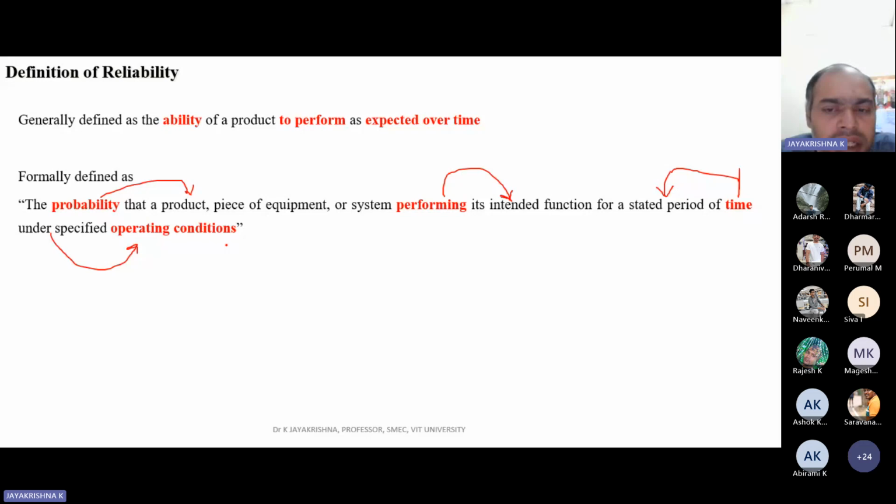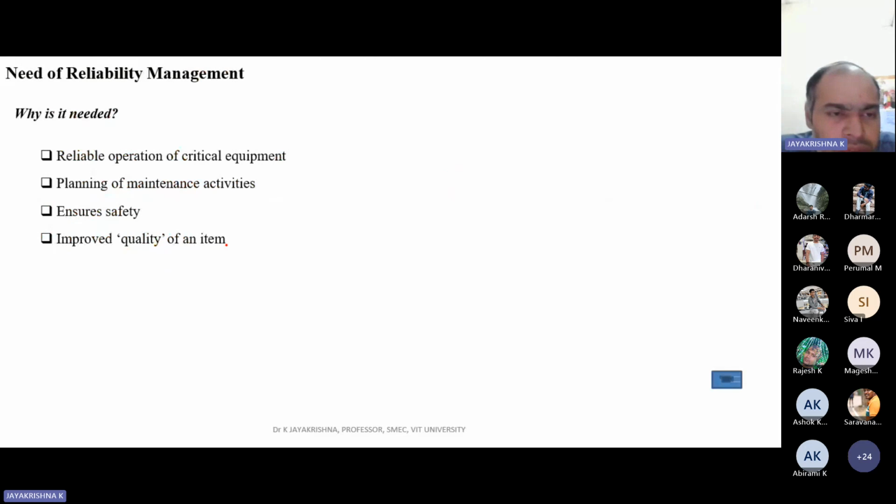Now slowly let's enter into the need for reliability. We started speaking about reliability, and now we know its definition. Let's discuss for some time what the need for reliability management is, why it is needed. Reliability here means reliable operation of critical equipment. Because some life-saving equipment or safety equipment is there, where reliability of operation should be ensured by us, because otherwise it is going to lead to a lot of failure or a catastrophic effect.